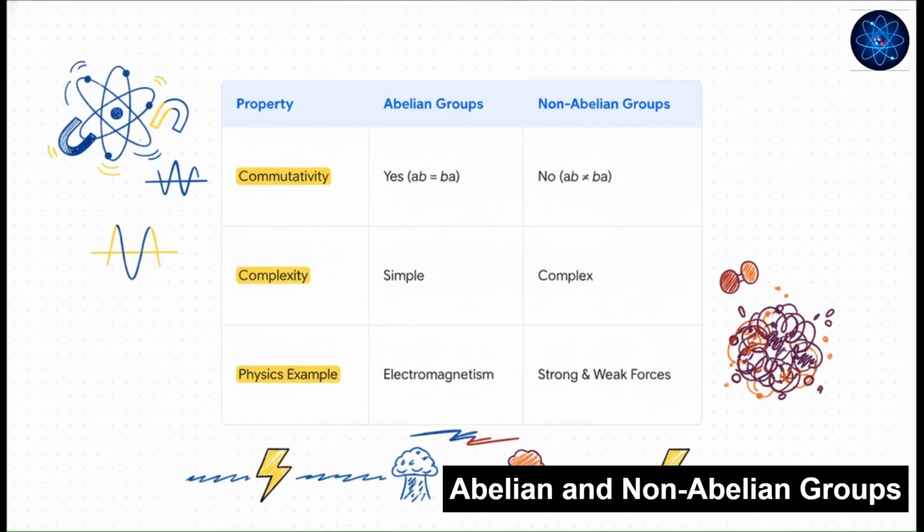You've got Abelian groups: commutative, simple, predictable. They describe things like electromagnetism. Then you have non-Abelian groups: non-commutative, complex, intertwined. They describe the nuclear forces. And this isn't just some abstract mathematical detail. This has dramatic, real-world consequences.